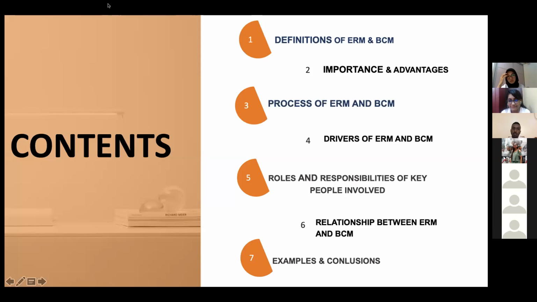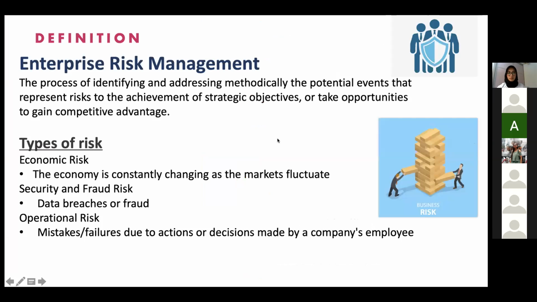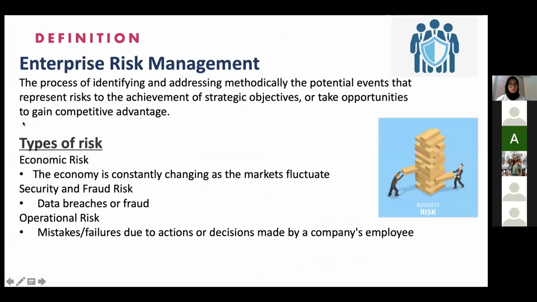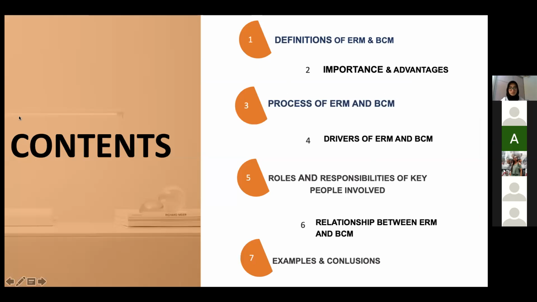So these are the contents that we are going to cover throughout the presentation. The first one will be the definitions of enterprise risk management. And then the second one, the importance, and then the third one, process of enterprise risk management and business continuity management, and then drivers, roles and responsibility, and then the relationship between ERM and BCM, and then we will continue with the examples and conclusion.